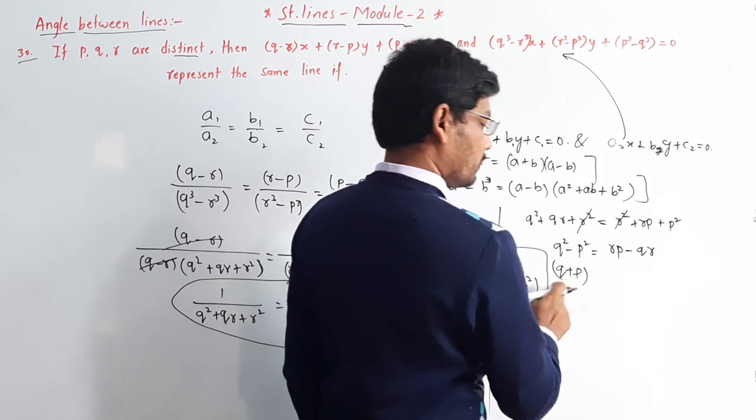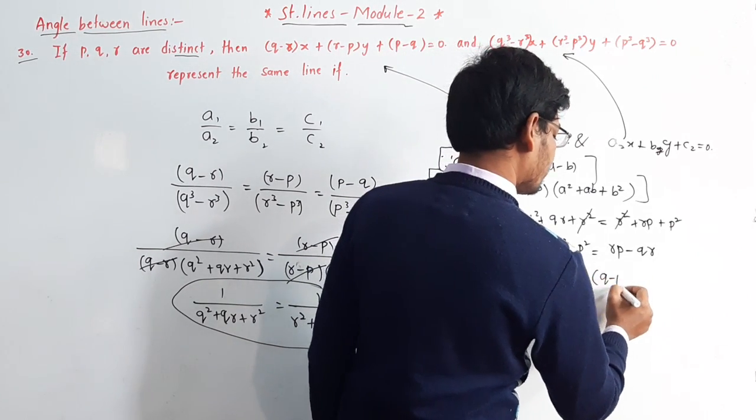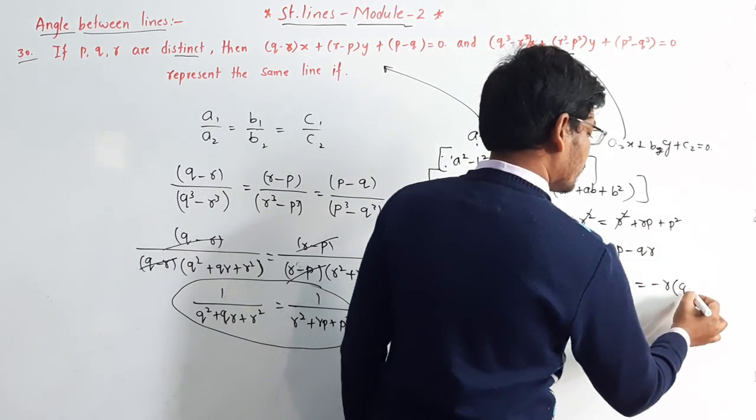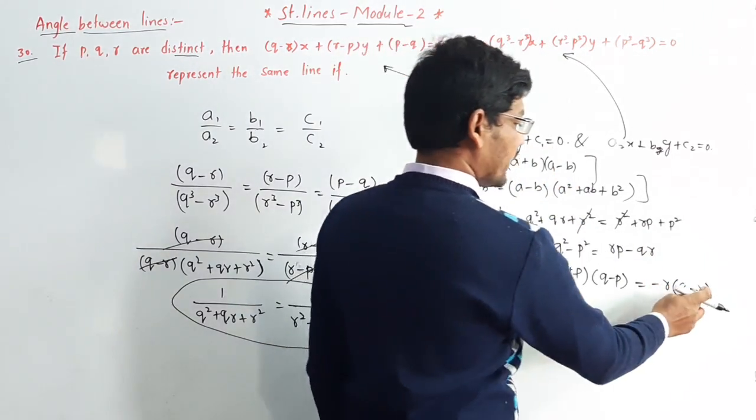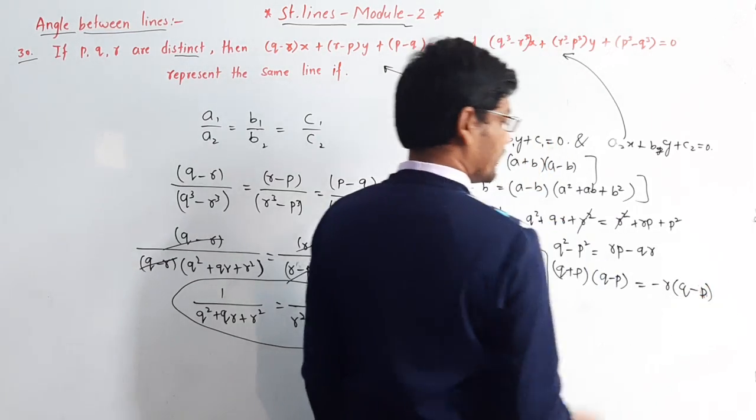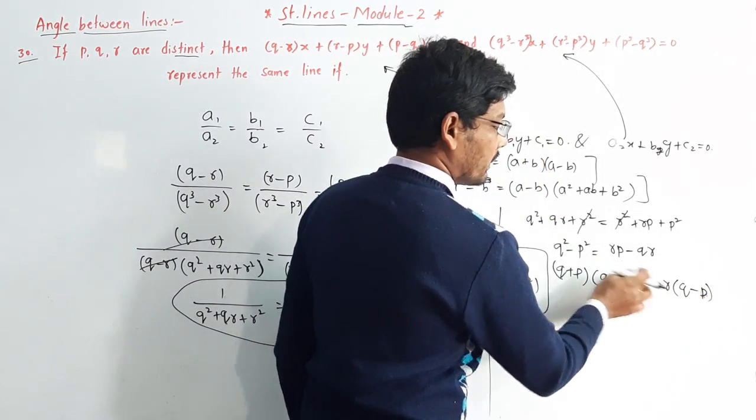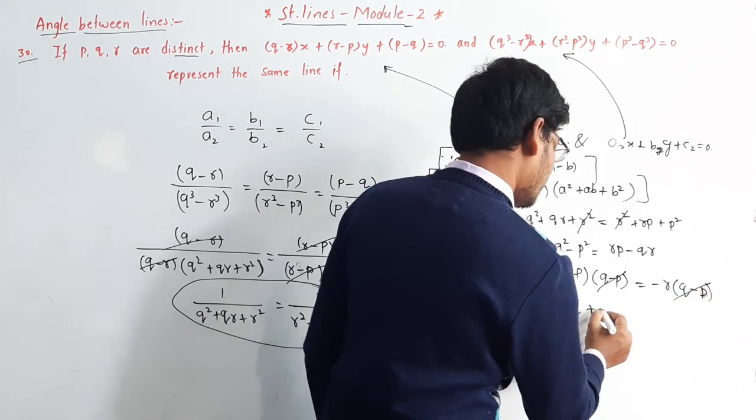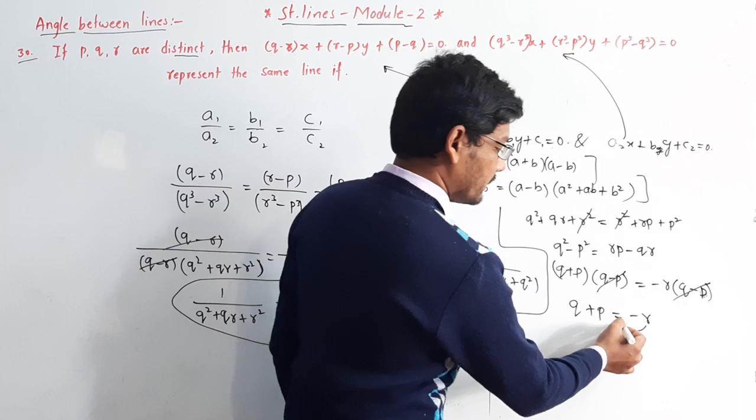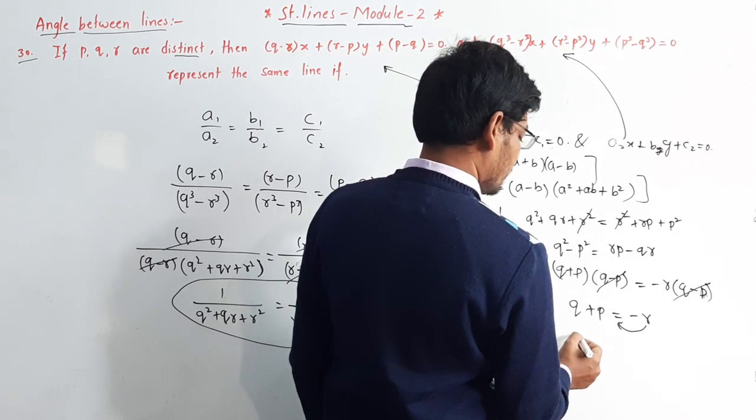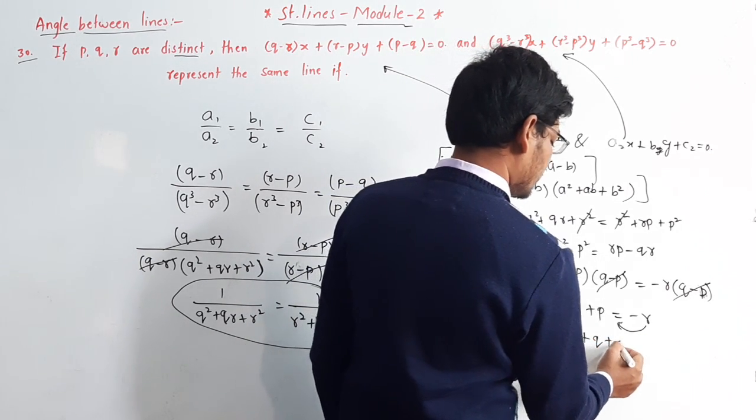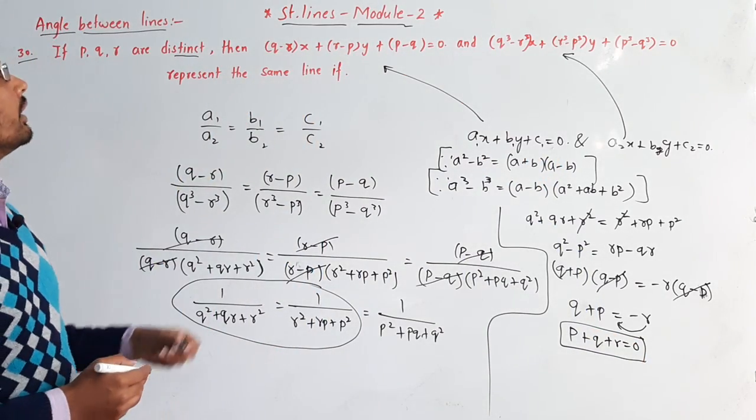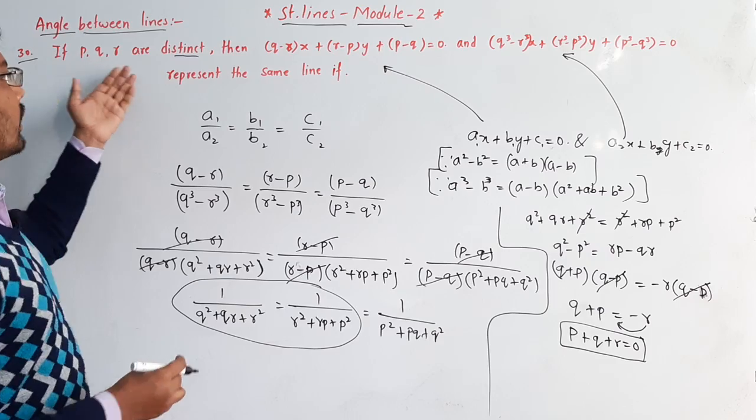So q plus p and q minus p. If you take r as common, q minus p is the term here. Q minus p gets cancelled here. Q plus p is equal to minus r. Let's bring r to the left hand side. It will become p plus q plus r is equal to 0. This is the condition for this solution here. First of all, he has given p, q are distinct values.